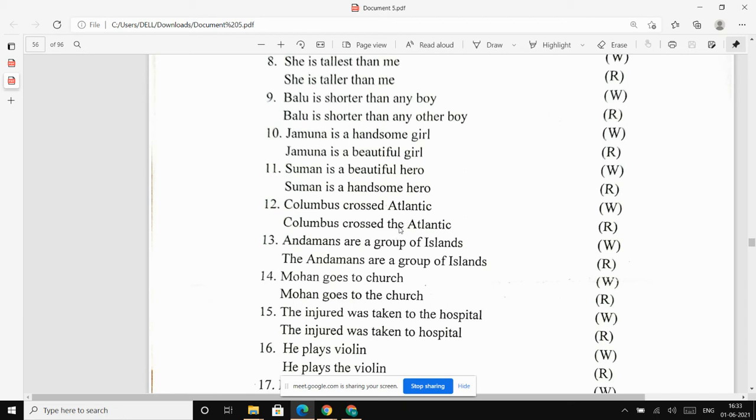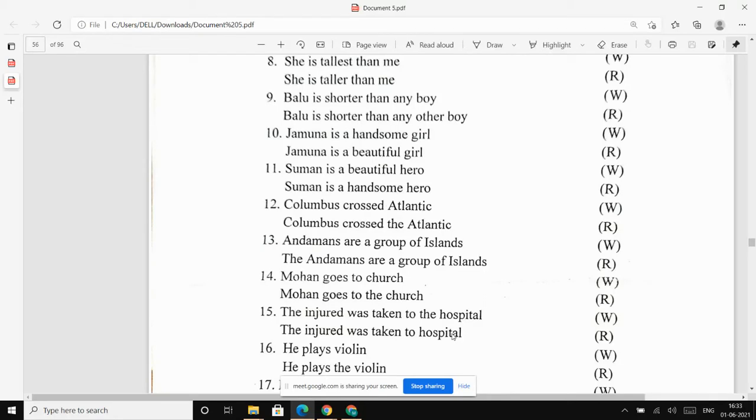The is the demonstrative adjective here. Then, the Andamans are a group of islands. Mohan goes to church. Mohan goes to the church is the right answer. The injured was taken to the hospital. So, the injured was taken to hospital is the right answer.